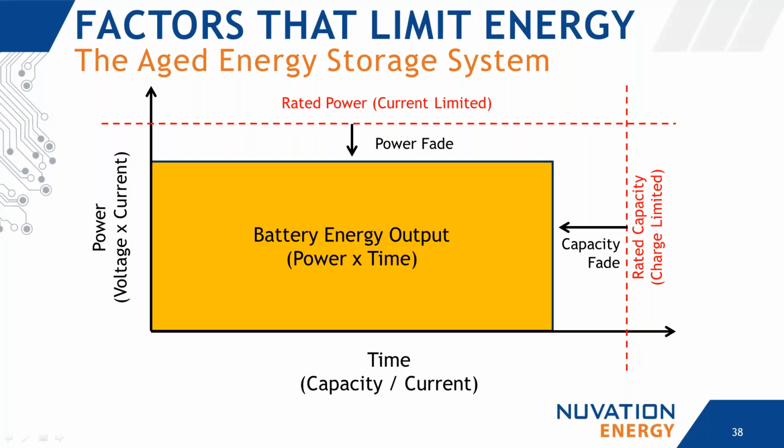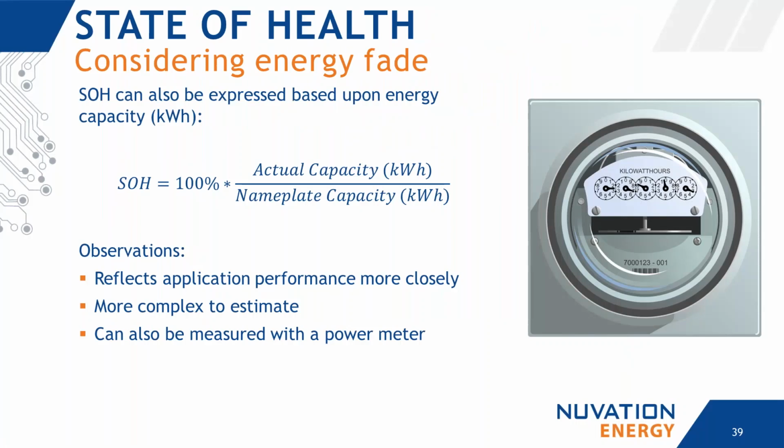And it also goes down in two directions. You have the capacity fade component, which is usually the most significant, and you have the power fade component, which depends more on the application. So let's take this back to our state of health formula. What can we do with this now?